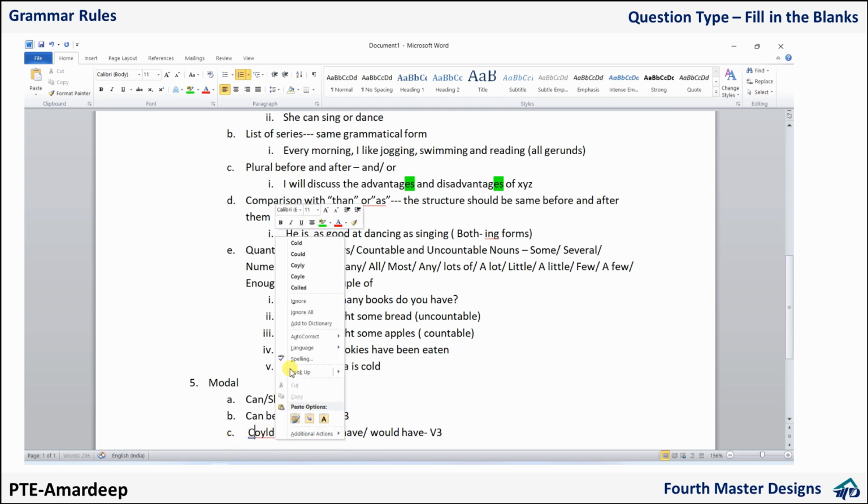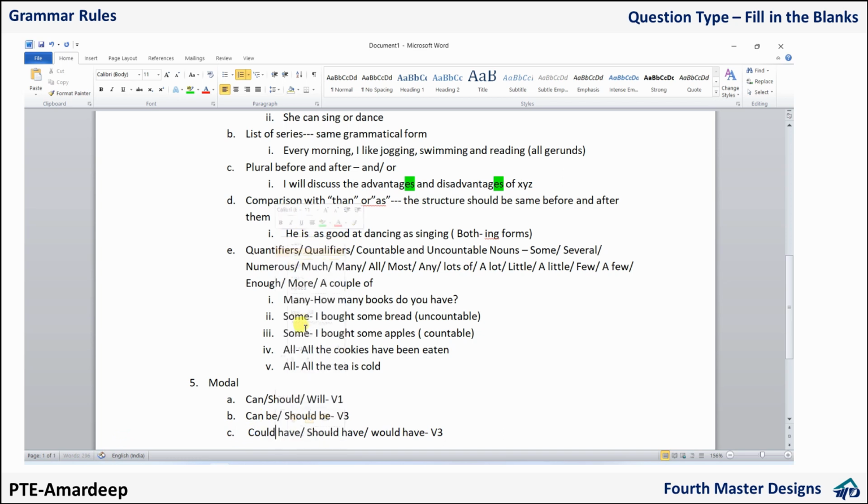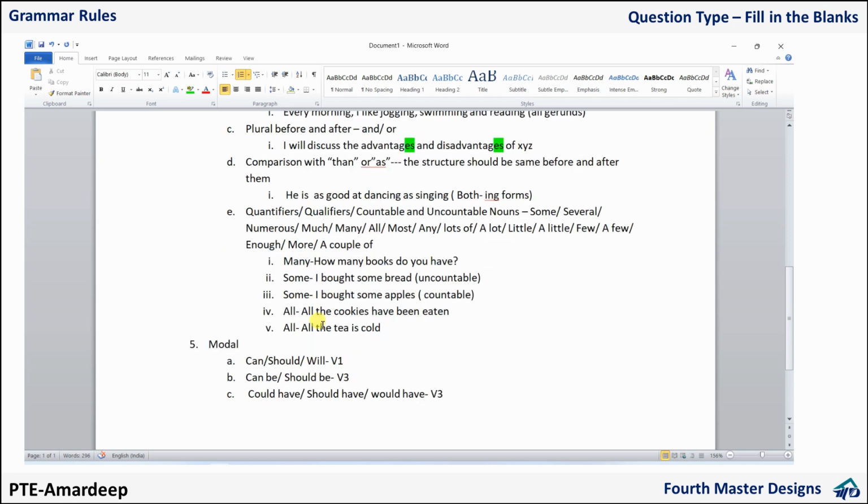Okay, then what else? That's all, I think. The basic, whatever is basic, that I have discussed. Other modals are also there. May is also there, might is also there. So I'll write those also. So try to understand the concept.